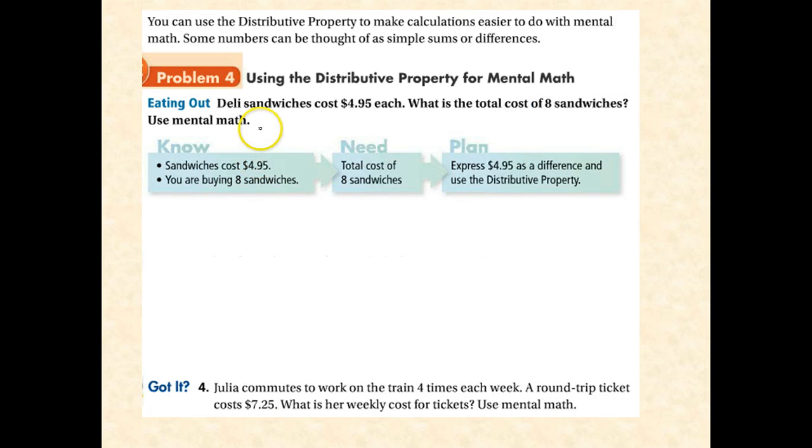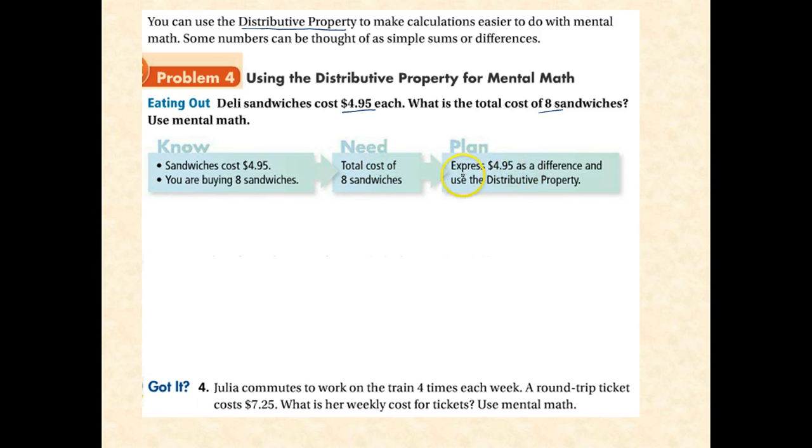So something that you might have been doing your whole life and not knowing you were using the distributive property to do it is sometimes we use the distributive property in our heads when we're doing multiplication. So I'll show you an example of what that looks like. Here's some deli sandwiches that cost $4.95 each. What's the total cost of 8 sandwiches? Okay, so I know sandwiches are $4.95. I'm buying 8 of them. I need to know the total cost of 8 sandwiches.